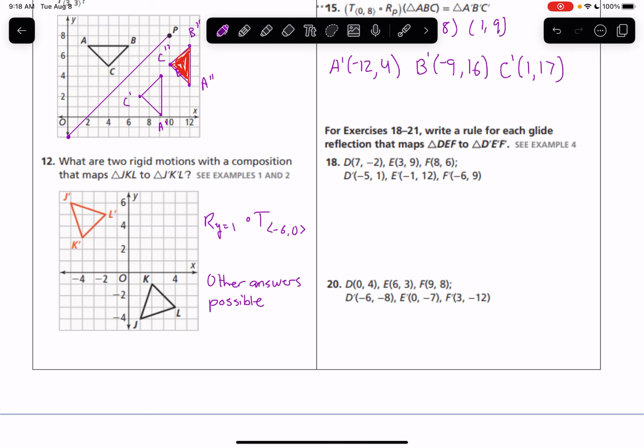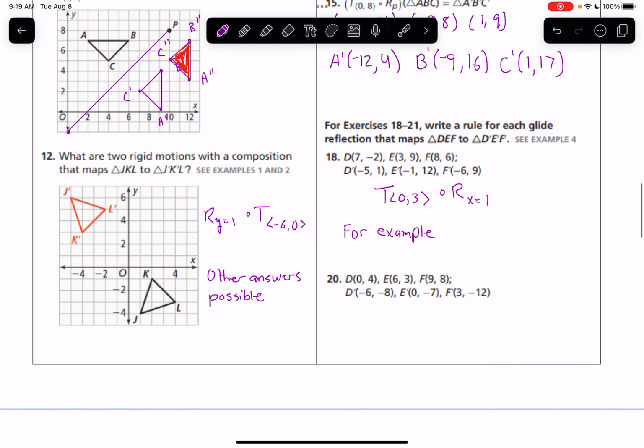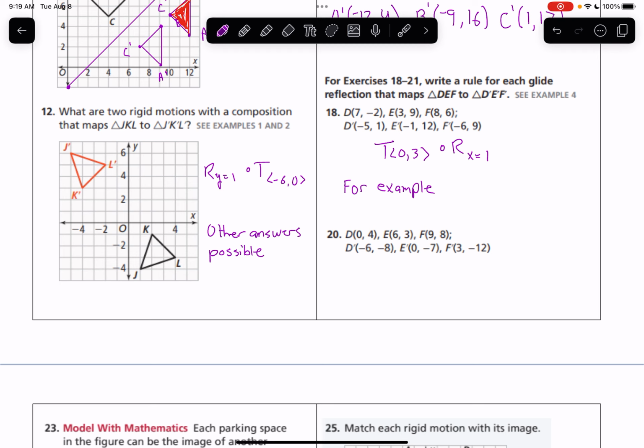So one way that I could do number 18 is by doing a reflection across the line x equals 1 combined with a translation of 0, 3. So over 0, up 3. That's just an example. Of course, there are tons of ways that you can make this happen. Number 20, same thing. We could do a lot of different things. The way that I decided to do this one was to do a reflection across the line y equals -2, combined with a translation of -6, 0, and that worked for me.